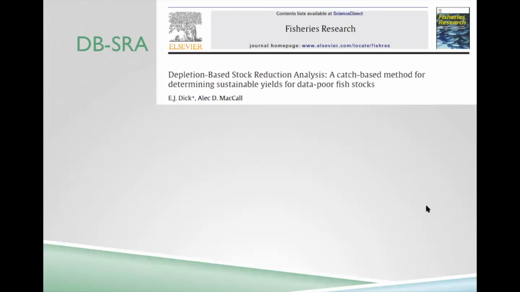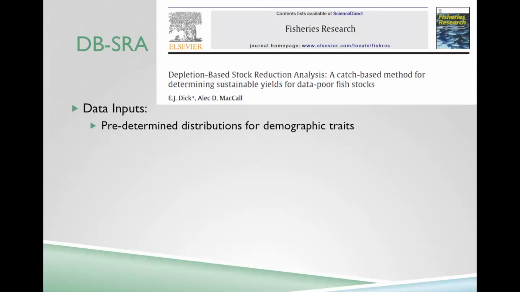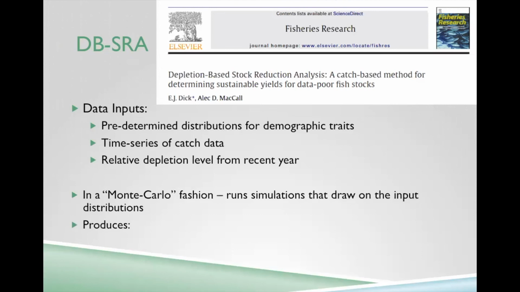So DBSRA, as I mentioned, was first introduced by Dick and McCall, and it is a catch-based modeling method for determining maximum sustainable yields and other reference points. This approach uses predetermined input distributions of population demographic traits to run simulations that draw in a Monte Carlo fashion from the known input distributions and generates possible sets of parameters. Parameters are accepted if they correspond with the assumed relative stock biomass, which is also estimated through investigations into catch histories and expert knowledge on the stock.